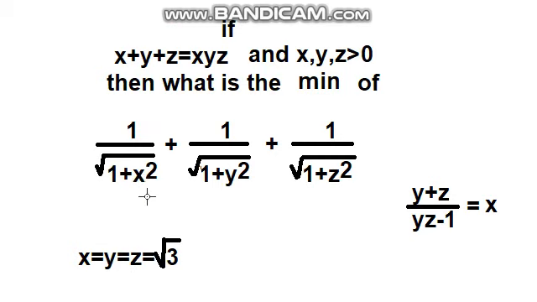It means their square is 3 and the square root of 4 equals 2. 3 times 1 over 2 is 3 over 2. And this is the answer. It's the minimum. And this is the answer.